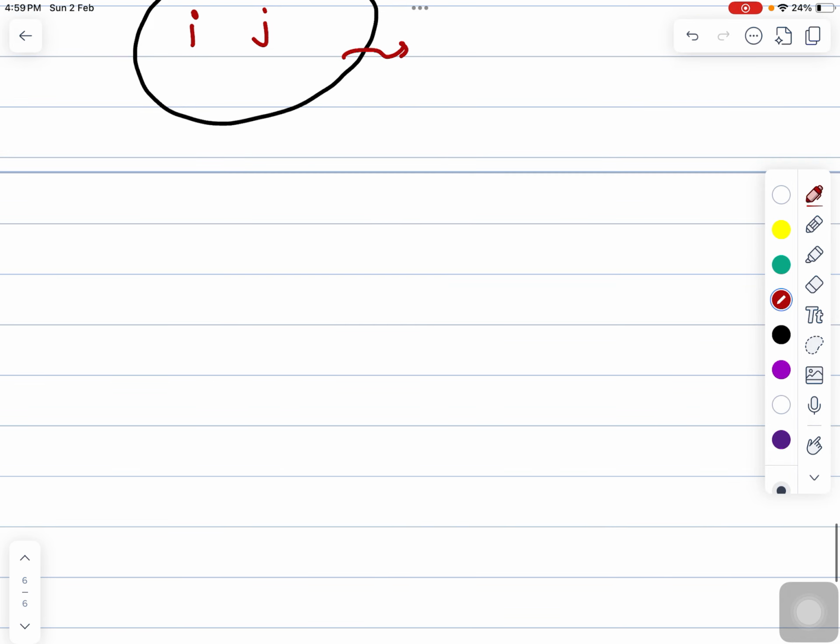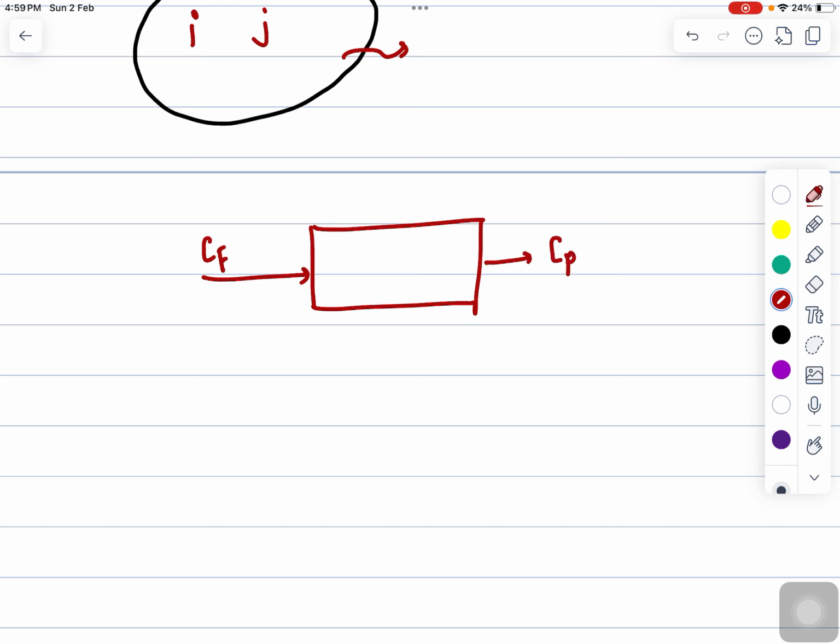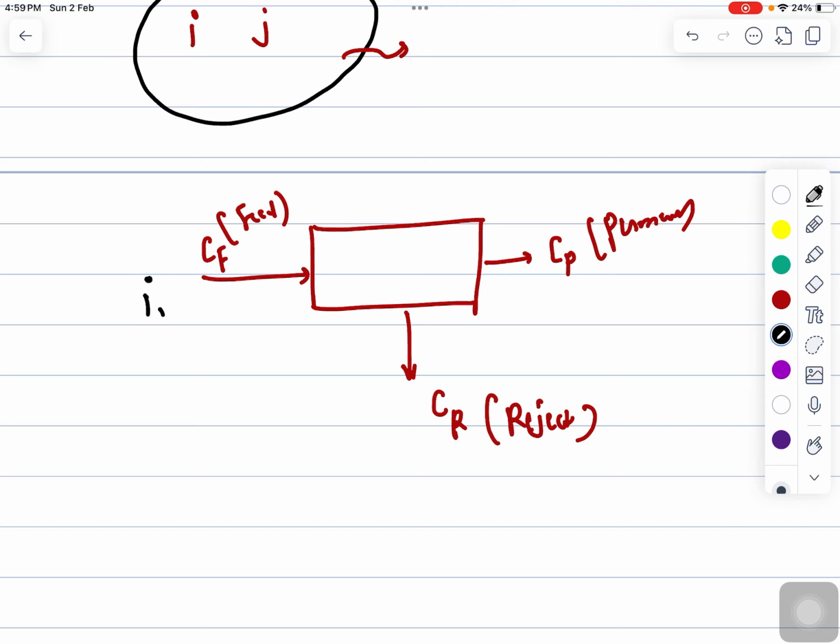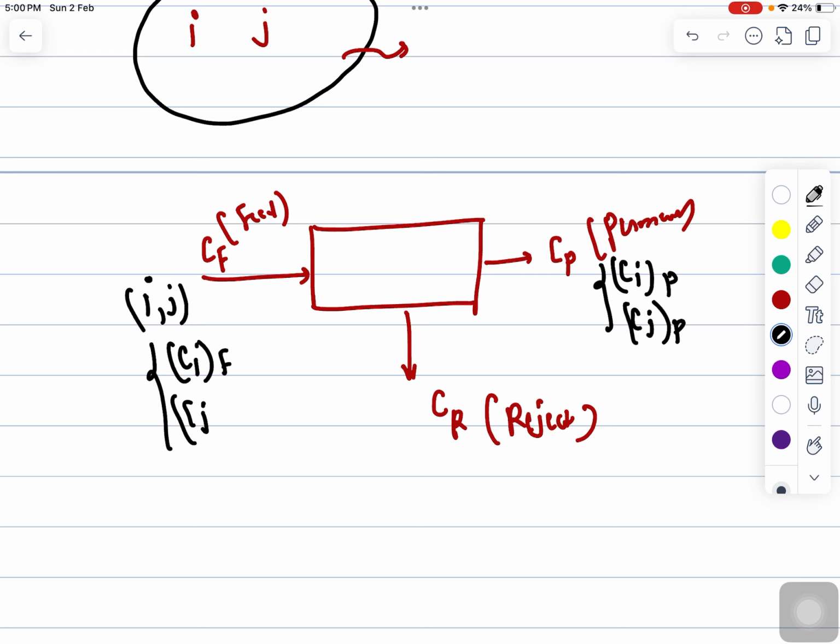So what you will see is that if this membrane is there, the concentration here in the feed is CF, the concentration here in the permeate is P, and the concentration here in the reject stream is R. So this is your reject stream, this is the permeate stream, and this is the feed. Let's say here you have two species I and J. So here you will be calculating the concentration of the ith species in P and the jth species in P, and obviously the concentration of the ith species in the feed and the jth species in F.